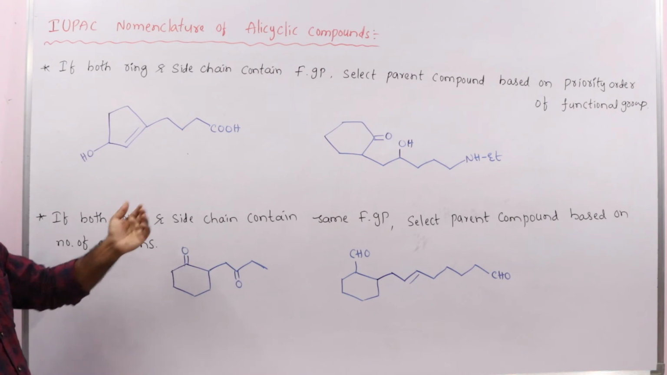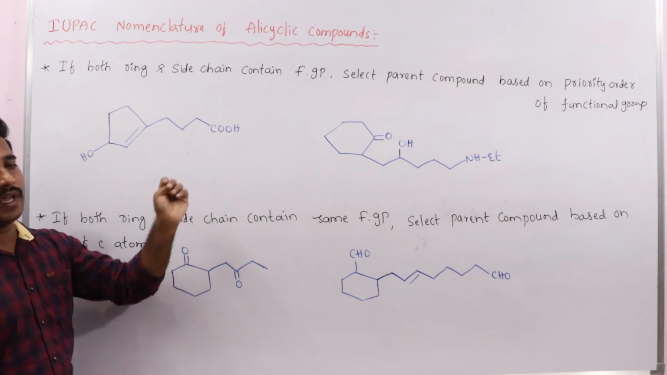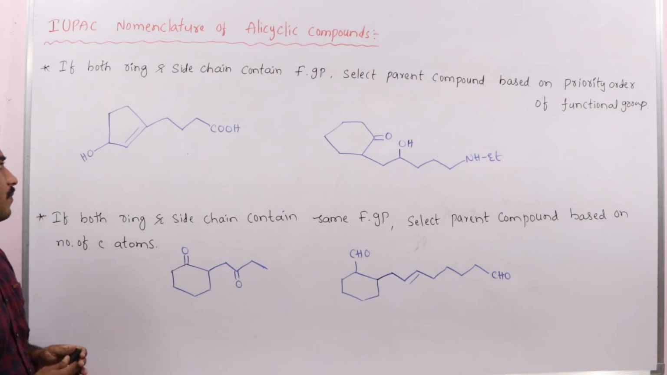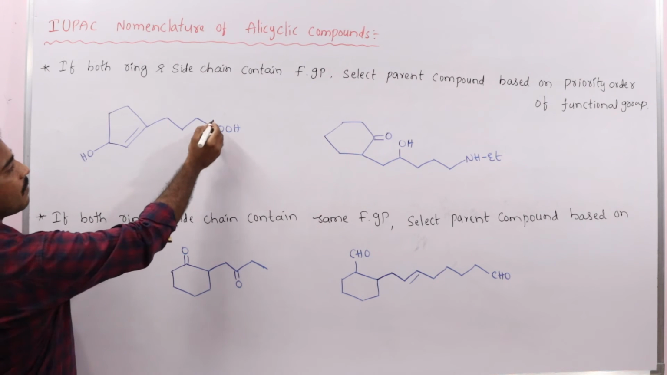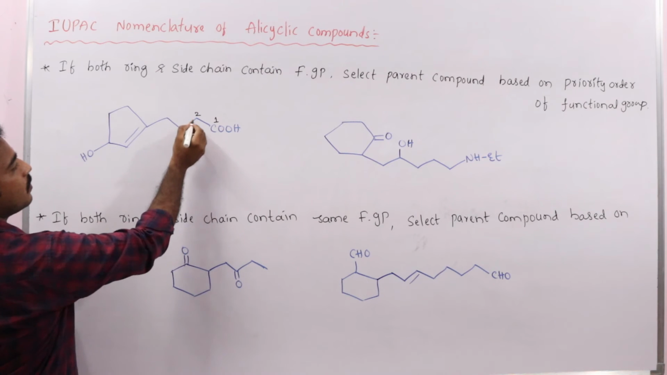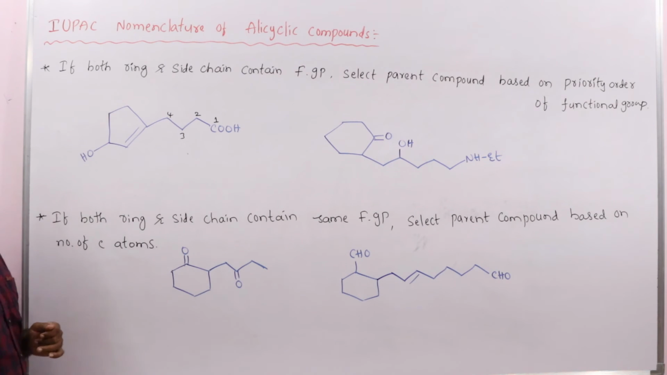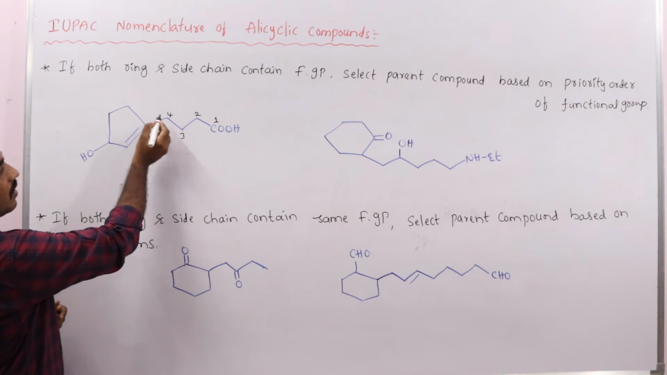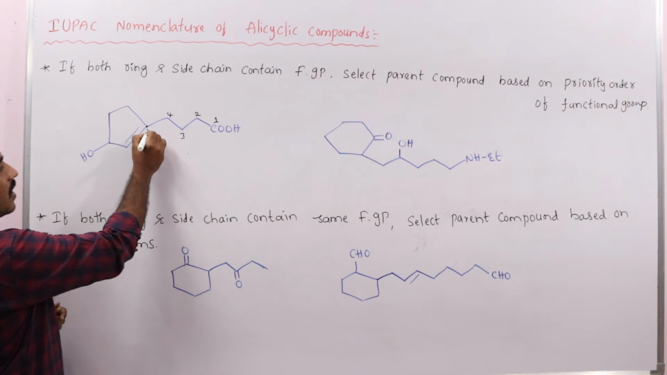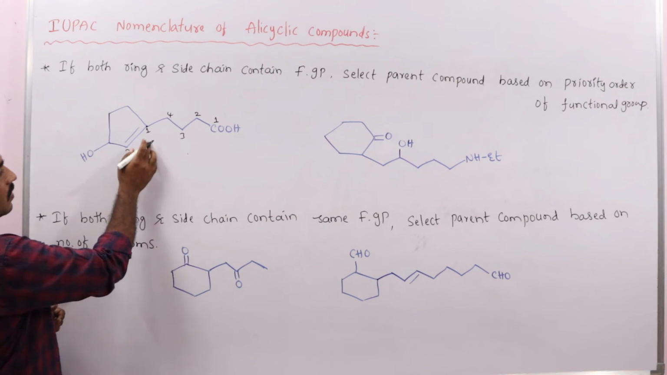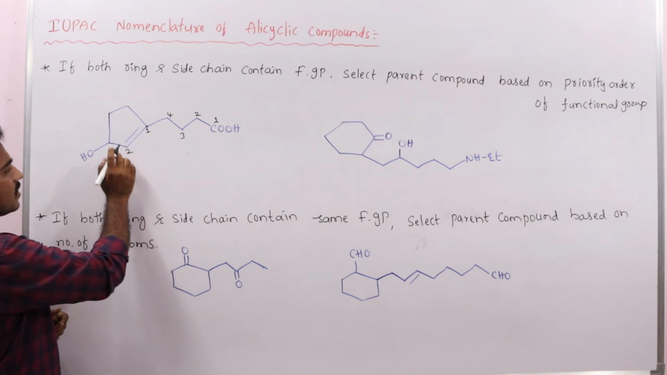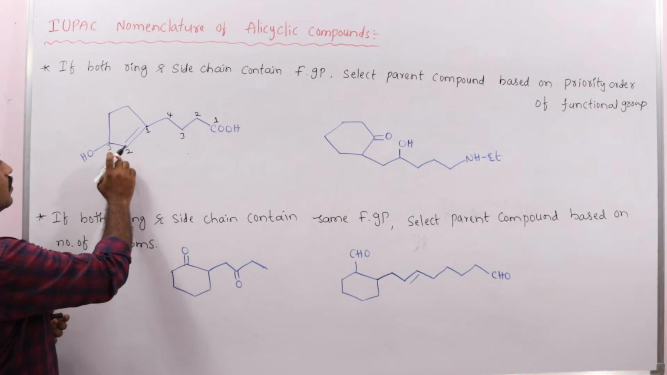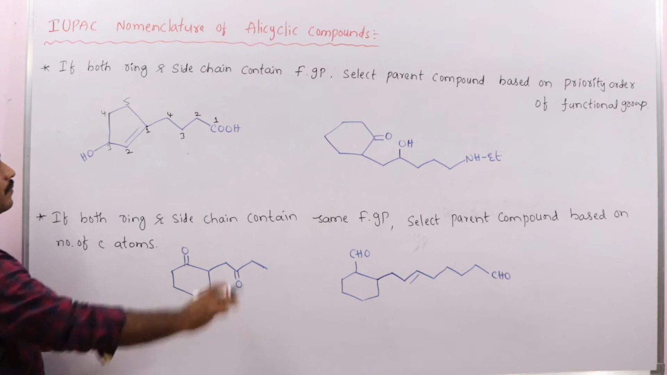According to priority order, COOH will come first priority. That's why the side chain we have to select as the parent compound. Okay, then we start the numbering from the functional group carbon as 1, 2, 3, 4. And the carbon of the substituent which is directly bonded to the parent chain is numbered as 1. That is followed like this: 1, 2, 3, because the hydroxyl group should get the least number, 1, 2, 3, 4, 5.